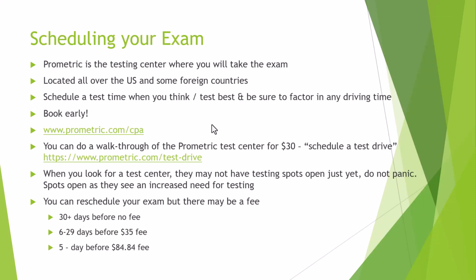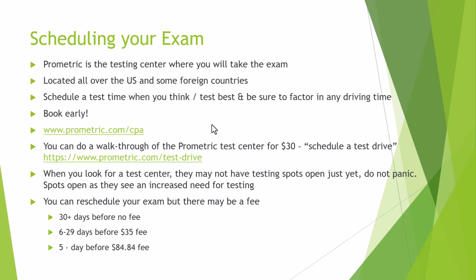All right, you've got your notice to schedule, and that means you can go to the Prometric website now and actually book your exam. Prometric is located all over the U.S. and in some foreign countries. So if you're in Texas today, but let's say you are going to be in Oklahoma for 6 months, you could take your actual CPA exam at a Prometric facility in Oklahoma. It doesn't matter which Prometric facility you use, so long as it is an approved Prometric facility.